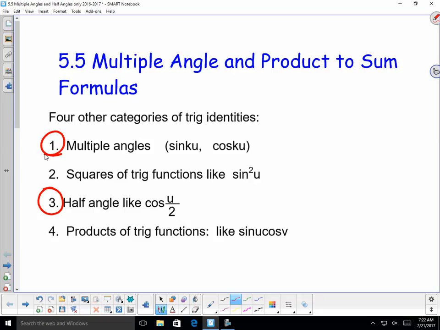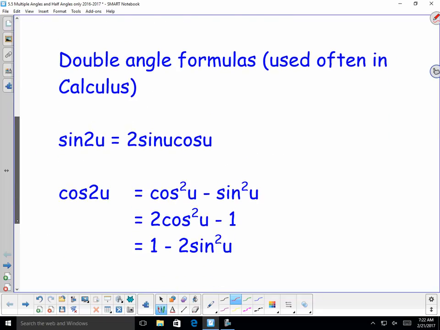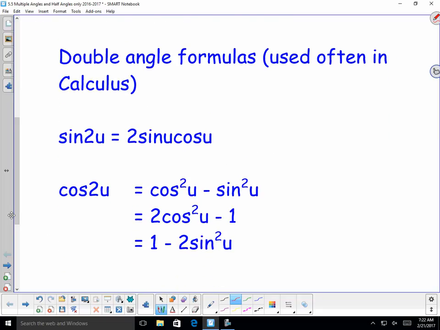So let's take a look at what those double angle formulas are all about. We have these double angle formulas. They're often used in calculus, and that is that the sine of 2u, which by the way is not just equal to 2 times the sine of u. You can't just pull the 2 out in front and have it equal this. You have to have 2 times sine u cosine u.